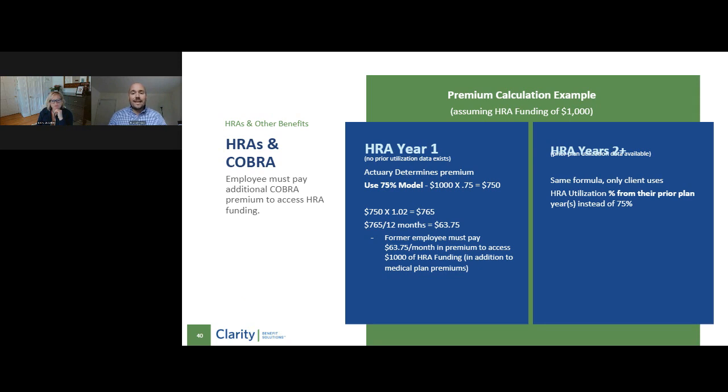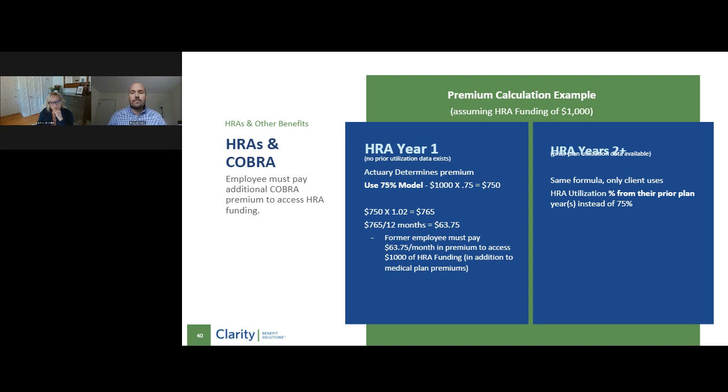And finally, HRA with COBRA. An HRA is a COBRA eligible benefit. You must offer an HRA as part of COBRA for qualified beneficiaries if they have a termination or a qualifying event. However, the employee has to pay additional COBRA premium in order to access those HRA funds. So how is that premium determined? You can see it here on your screen. There's really your year one model, and then any years after that when you have utilization to determine it.